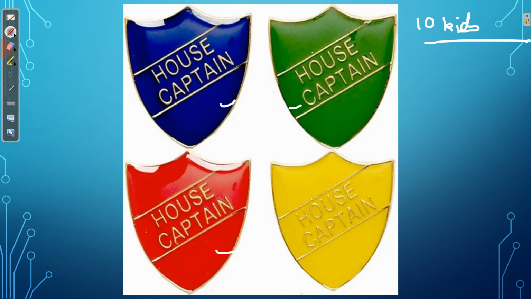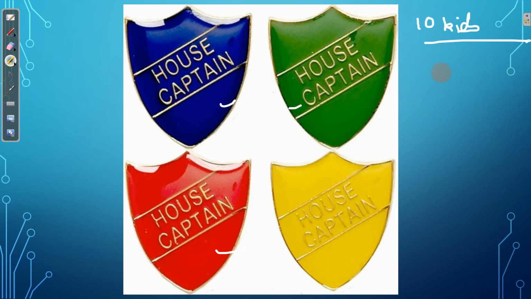Suppose I give you an example. Suppose one of the possible distributions is 5 kids chose team house number blue, team blue. Of the remaining 5 kids, 2 kids chose the greenhouse. So in total how many kids are over? 5 plus 2, 7 kids are over. Remaining are 3 kids. So all the 3 kids chose the red house and nobody chose the yellow house.